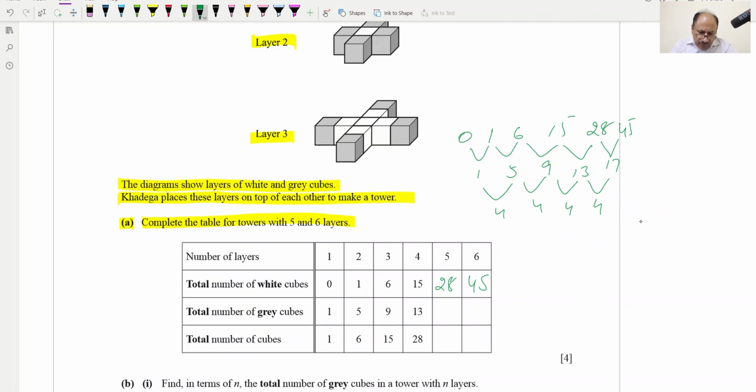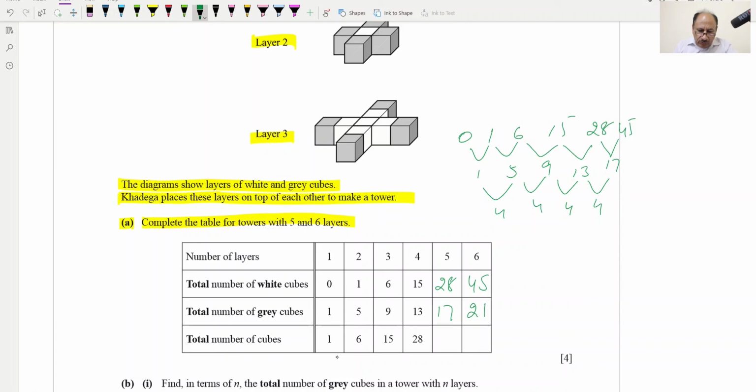Now for the total number of gray cubes, this is 1, then 5, and 9, 13. If we check the difference between these, it will be 4. So each is having a difference of 4. So this will be 17, and 17 plus 4 will be 21, and then the total number of cubes.